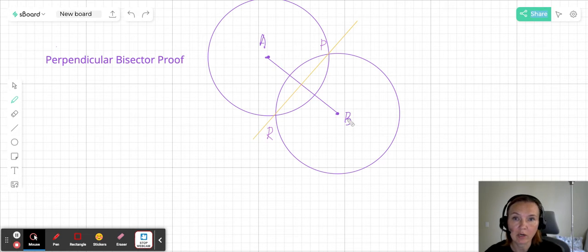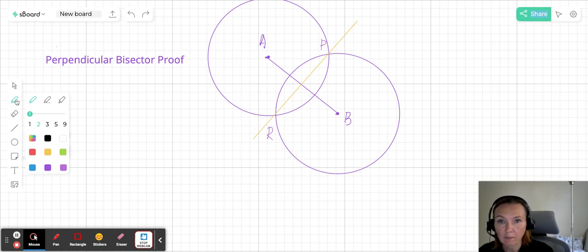But the question is why? Why is that line a perpendicular bisector? So I have a diagram here where I took a random radius, so it works for any radius, which means that I'm basically proving the next statement for all the points on the yellow line PR. So I constructed my perpendicular bisector.